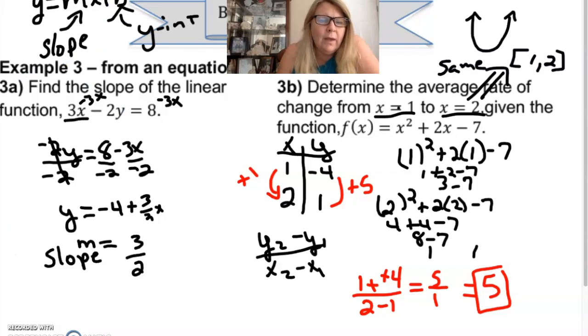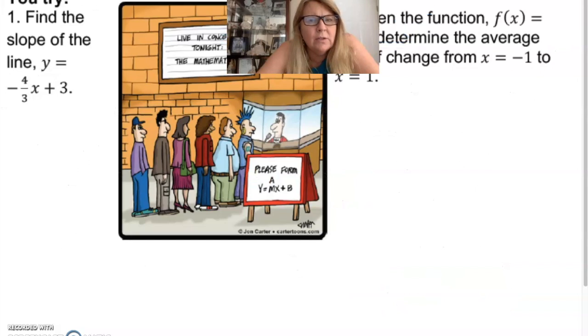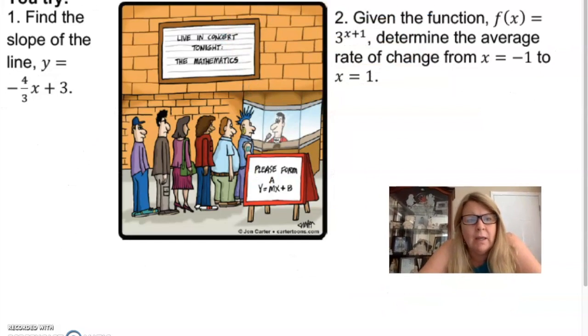Okay. I think you have 2 for you guys to try now. So if you'll take a few minutes, pause and find your rate of change. So go ahead now and do the next 2 U-tries. Find your rate of change on each one of those and make sure you check your answers.